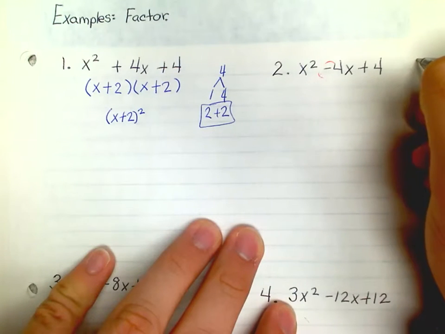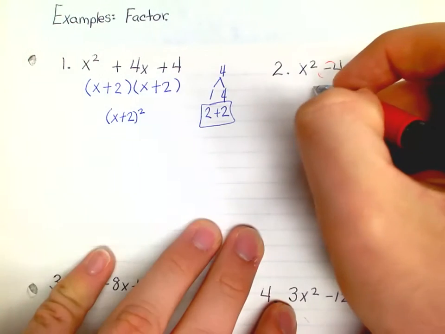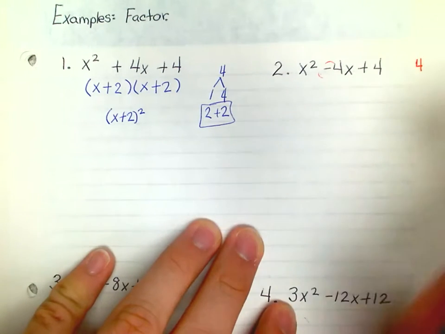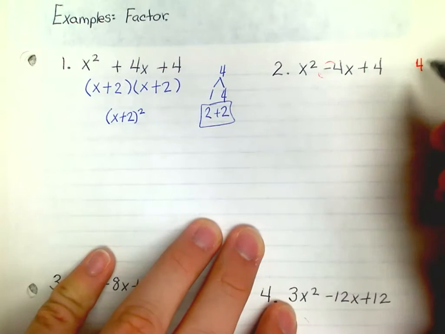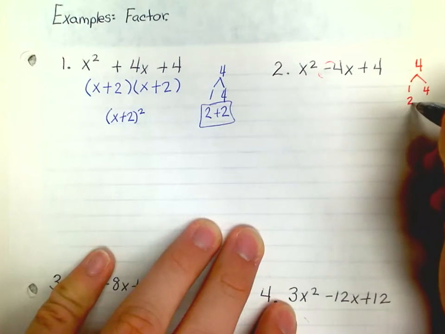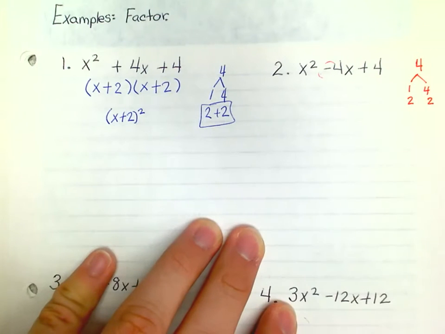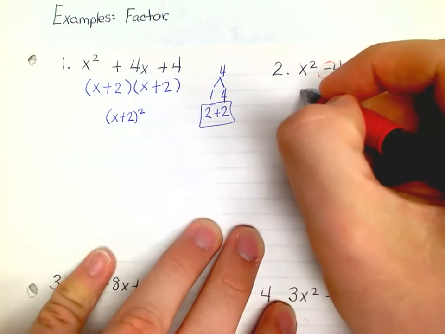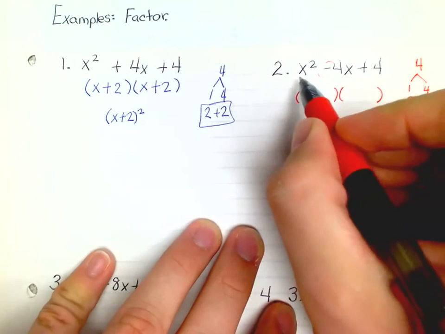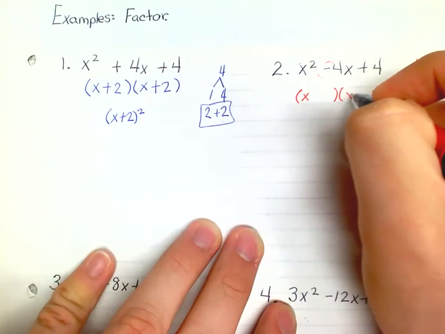So a positive 4 for c. Well, to write out what will multiply to give us a positive 4, a 1 and a 4, and a 2 and a 2. And just as before, we want to open up our two sets of parentheses. The coefficient of 1 for this x squared tells us to go ahead and write an x in both.